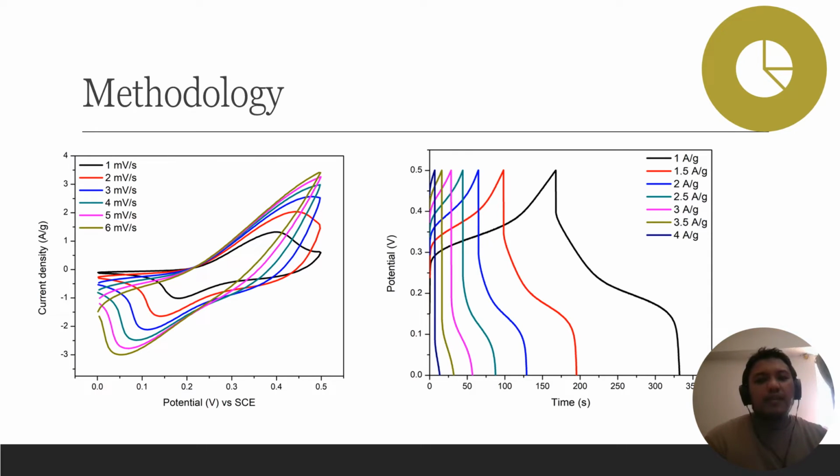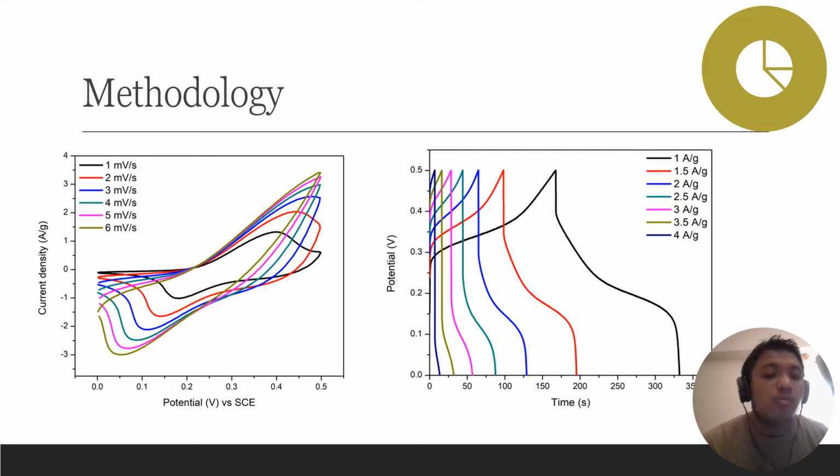Okay, the first criterion is the methodology. You can use either cyclic voltammetry or GCD. For example, the first graph is about cyclic voltammetry. This is cyclic voltammetry at different scan rates. You can see 1 to 6 millivolt per second scan rates. However, when you are going to run your stability test, you don't need to run at multiple or various scan rates. Just choose one scan rate.